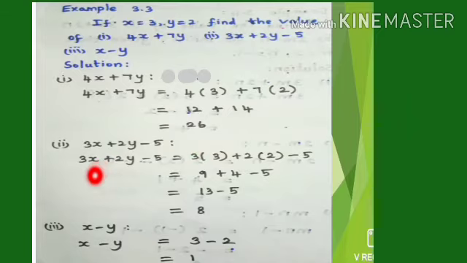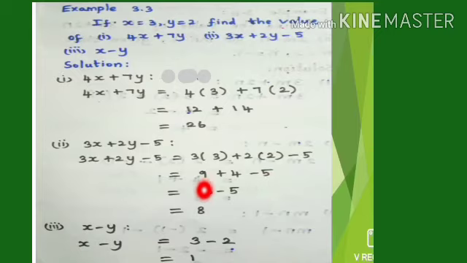In the next expression, 3x plus 2y minus 5, we have to replace each variable by the given numerical value to obtain an arithmetical expression. So here, 3 into the value of x is 3 plus 2 into the value of y is 2 minus 5. And in the next step, by using BIDMAS, we have to simplify this arithmetical expression.